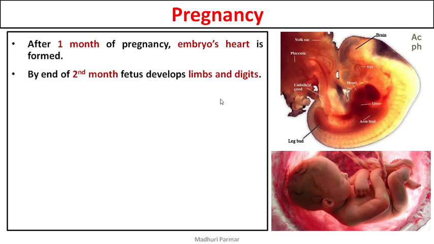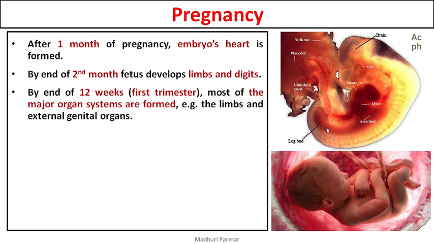By the end of the second month, the fetus develops limbs and digits. Limbs meaning arms and legs, and digits means fingers. All of these are formed by the end of second month. Now to find out whether the embryo, now known as fetus, is growing properly or whether it is viable, that is whether it is living or not, the doctor usually puts a stethoscope and listens to the heart sounds of the fetus. That is how we can see that the fetus is alive and well.